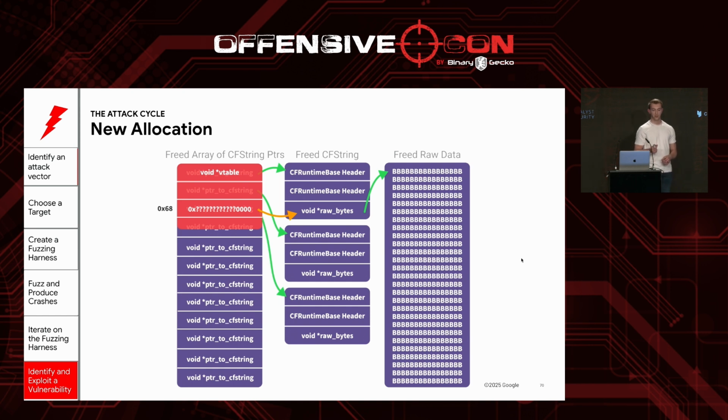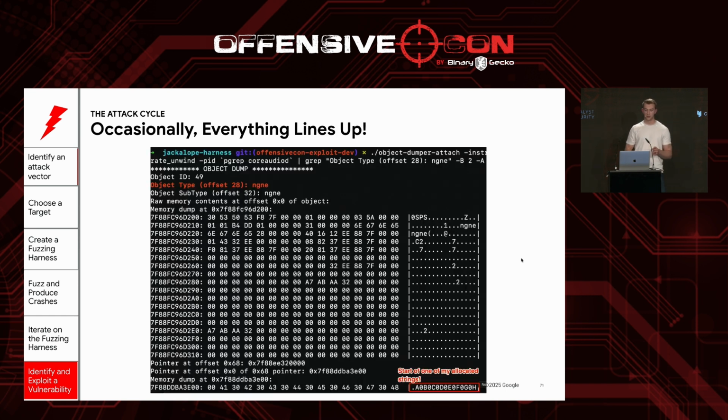So then we hope that our engine object here in red gets allocated over what was previously an array of CF string pointers. And then we know those last 2 bytes are going to get zeroed out. So they're not always going to point to the CF runtime base header, which we can't control. Sometimes they're actually going to point directly to our pointer to raw bytes if we get lucky, and that is 16-byte aligned perfectly. And it turns out if we allocate enough objects in the right way, we actually do get this to happen every once in a while.